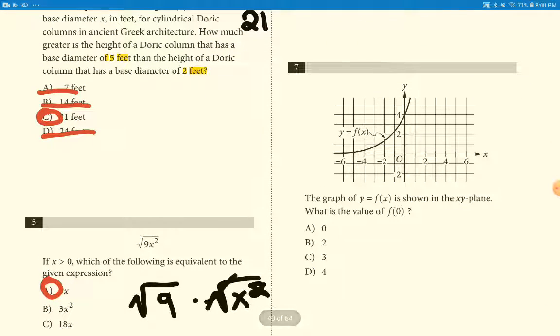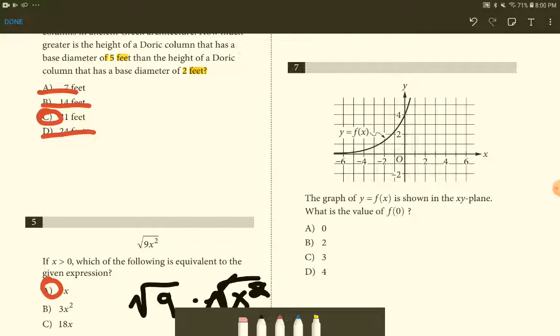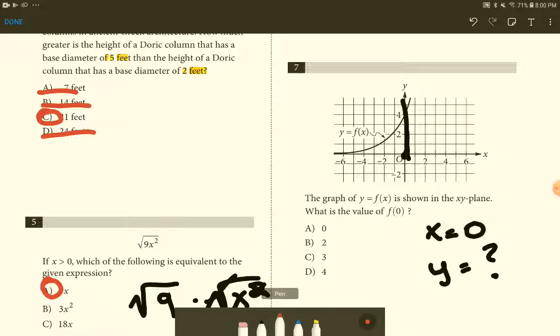For number 7, it says the graph of y equals f of x is shown in the plane. What is the value of f of 0? So this is basically saying when the x value is 0, what is the y value? So we have to look for where the x value is 0, and that would be right here. And the y value, as we can see, is at 4. So our answer for this would be 4.